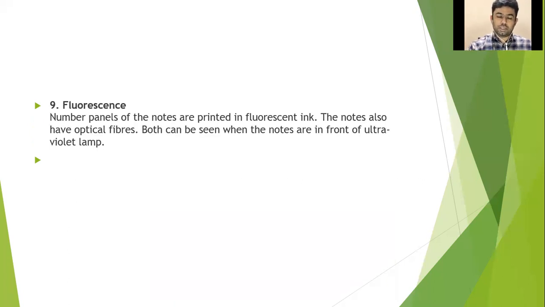Then the fluorescence effect: when you put it under UV light, you will be able to see the different fluorescent fibers, and how the optically variable ink reacts with the fluorescence. Those kinds of things will help you determine counterfeit notes from genuine notes.